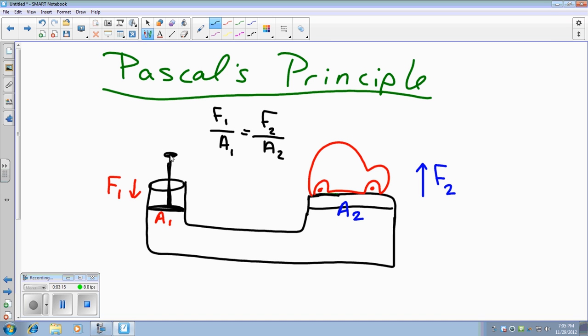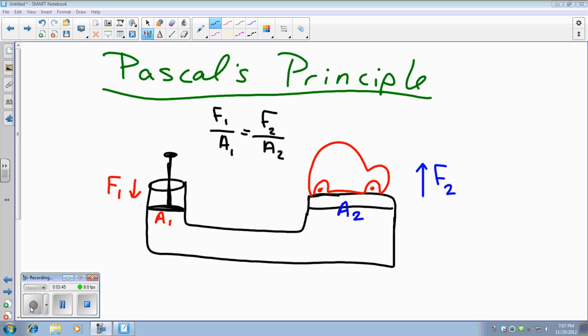When we think about Pascal's principle, we're going to think of this equation: the force applied in section 1 divided by area 1 is going to be equal to the force applied in section 2 divided by area 2. And really what's nice about this is we begin to think about the force applied being a very small value, and this very small area. And what that's going to allow to happen is a very large force to lift this car over a larger area.